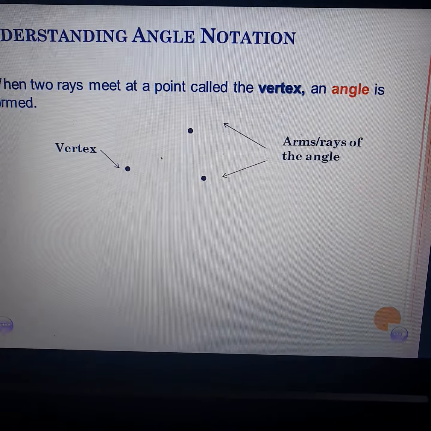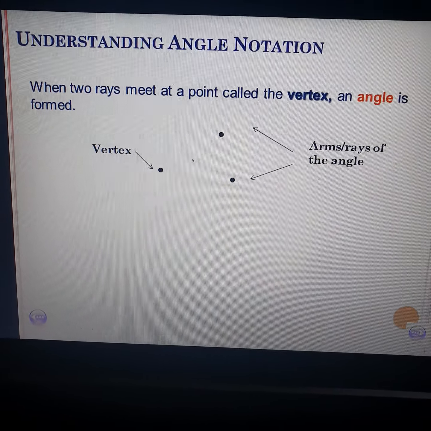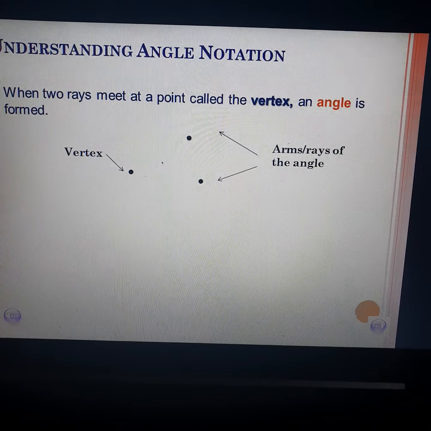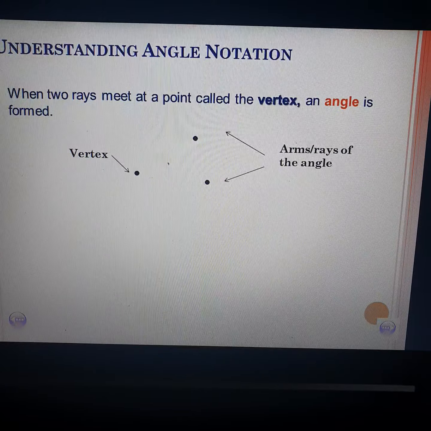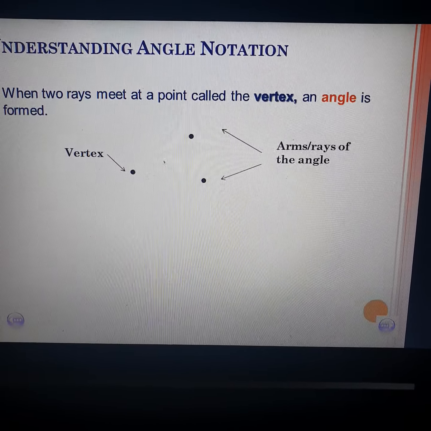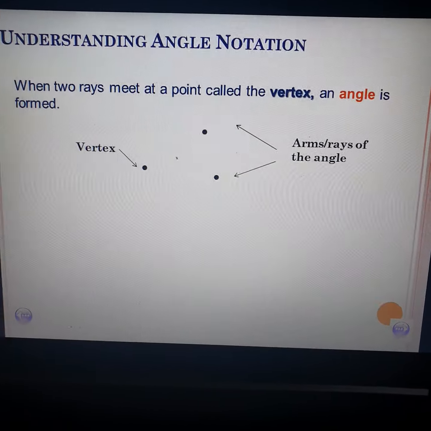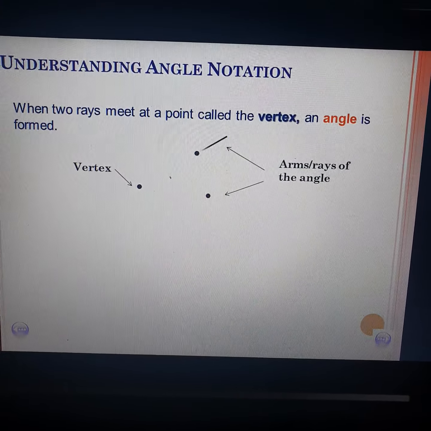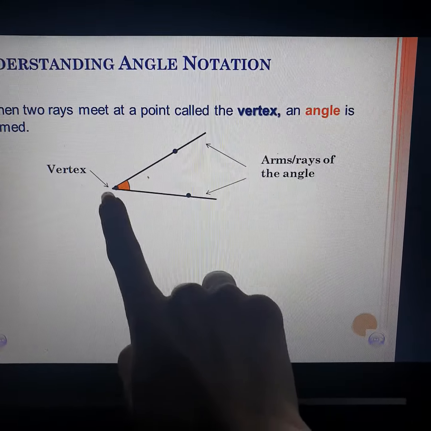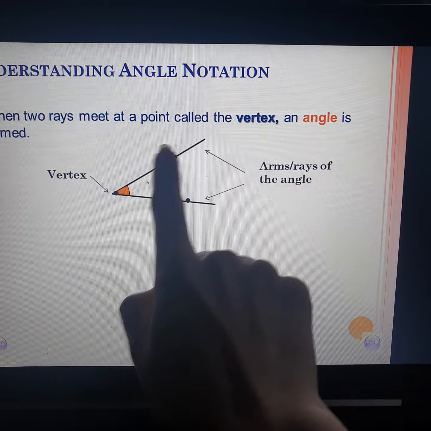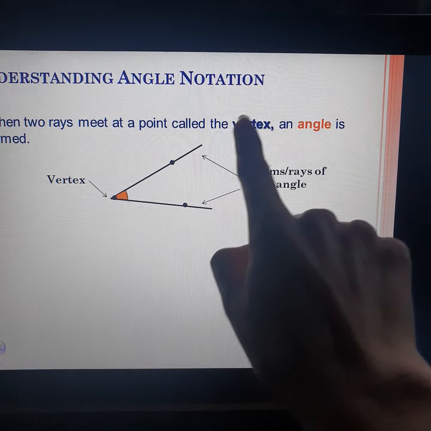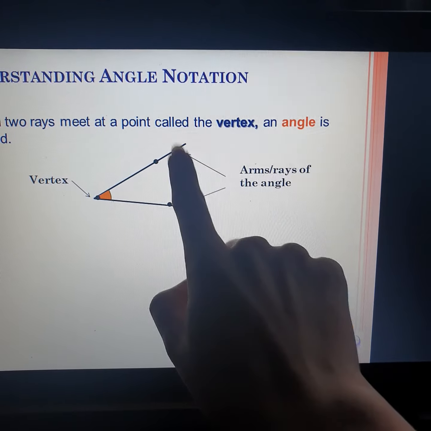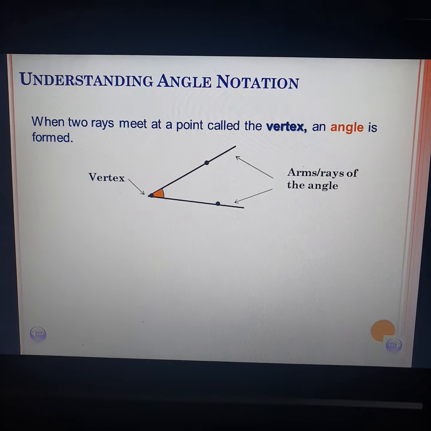So the first thing is understanding angle notation. When two rays meet, and remember a ray is a line that starts at one point, continues through another point, and continues on into infinity, so when two rays meet at a point called the vertex, an angle is formed. So we see here's the vertex and a ray, a point passing through another point, continuing on. And these are called arms or rays of the angle.